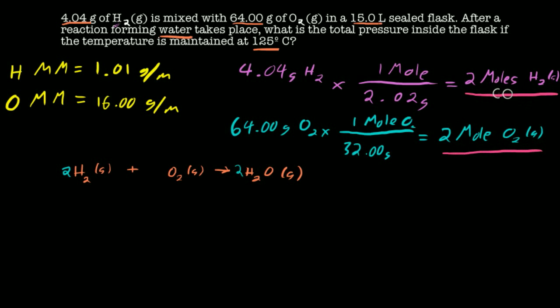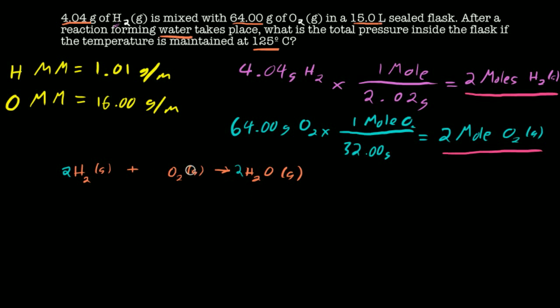We are going to have more of something left over. So let's try to figure out what that would be. If we use up all 2 moles of our H2 gas in this reaction, so if we put in 2 moles, we're going to form 2 moles of water. And how many moles of oxygen are we going to use? Well, we're only going to use 1 mole, right?